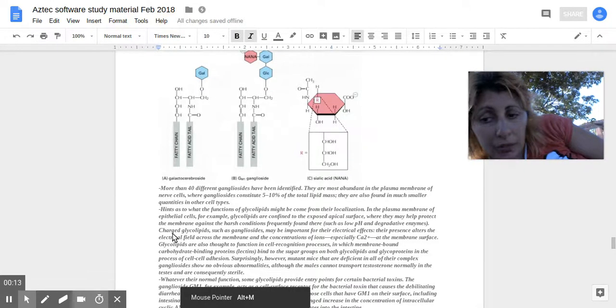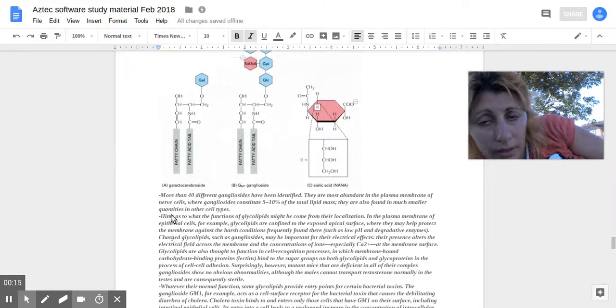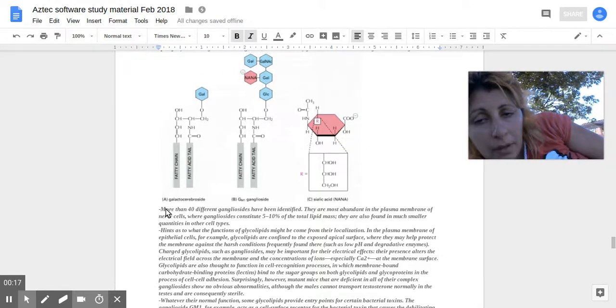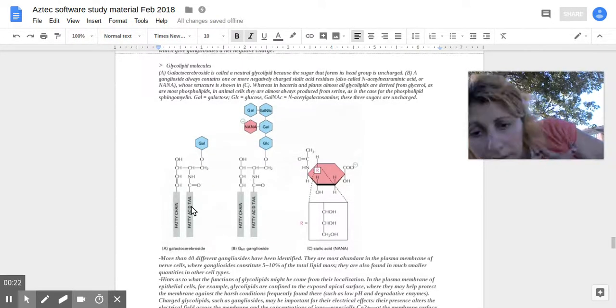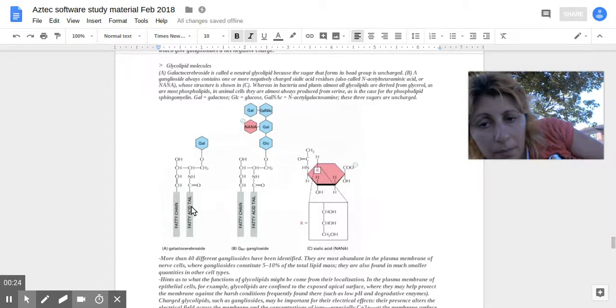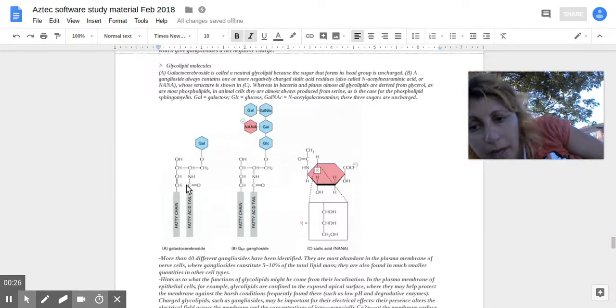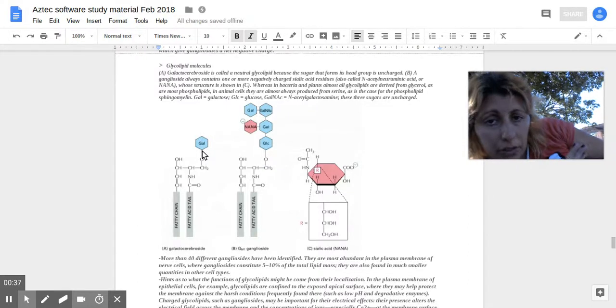So currently we're learning about a molecule called a glycolipid, which consists of a glycerol backbone and fatty acid tails, just like in phospholipids. However, it has sugar molecules bound to the glycerol backbone, making it a glycolipid.